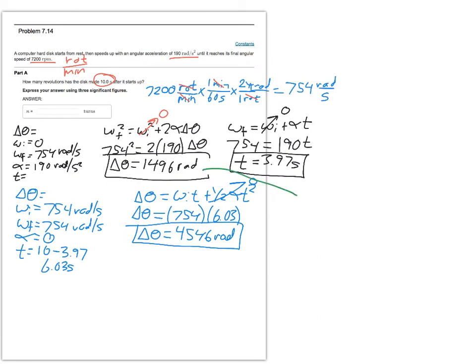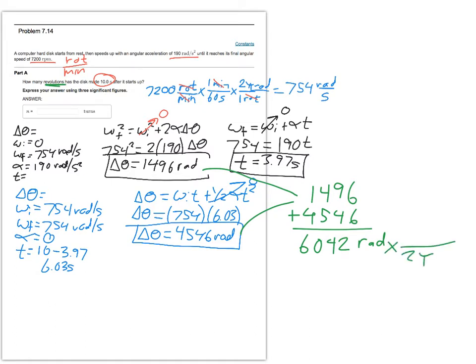Now for the final step here, I'm going to take these two angular displacements and I'm going to combine them. So we have 1,496 plus 4,546, giving me a total angular displacement of 6,042 radians, but we want it in revolutions, so we need to convert back here, knowing that 2 pi radians is 1 rotation or 1 revolution. So we end up getting a final answer here of 962 rotations, or 962 revolutions.